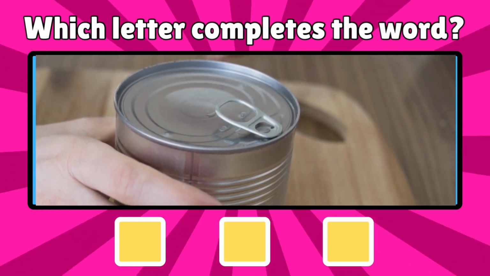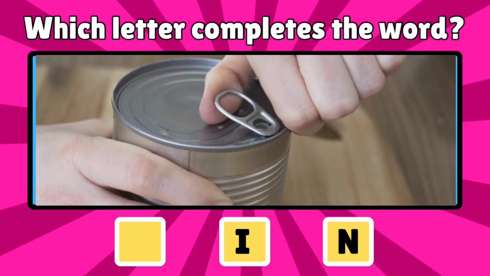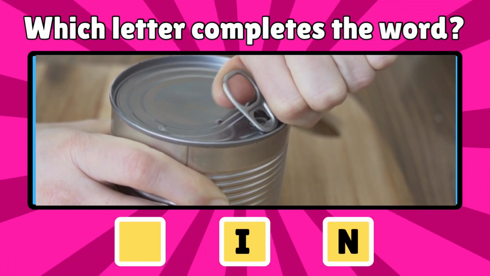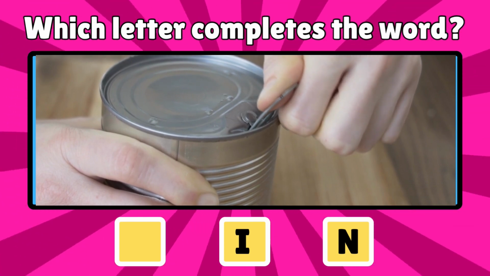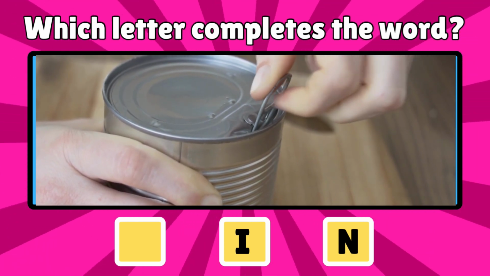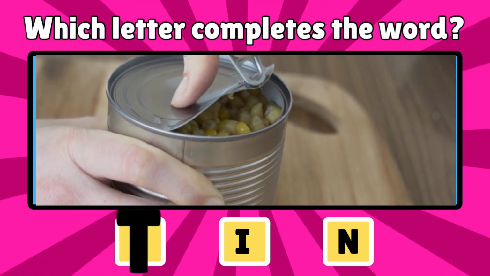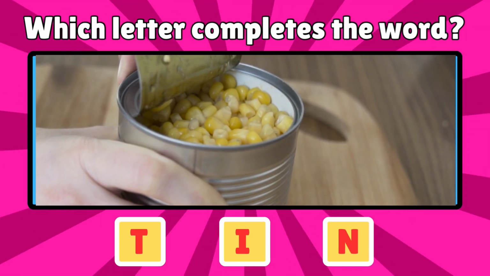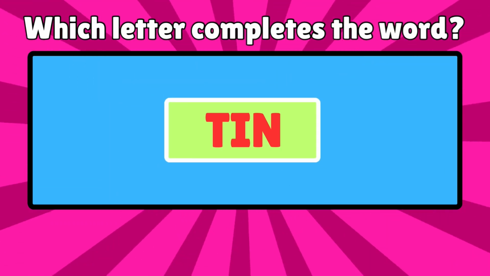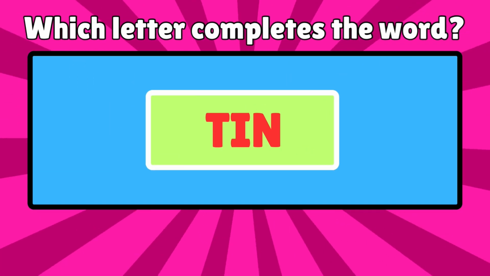Look at the picture. It is a tin. First letter is missing. I, N. Which letter completes the word? It is T, T, I, N. Tin. Can you say it again? T is for tin. Tin.